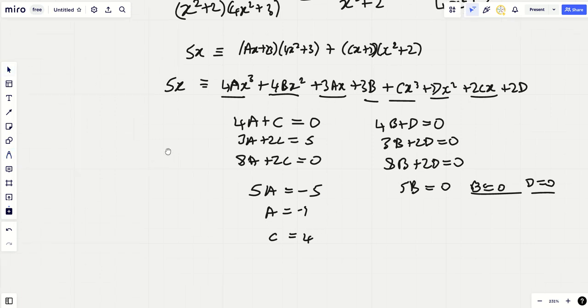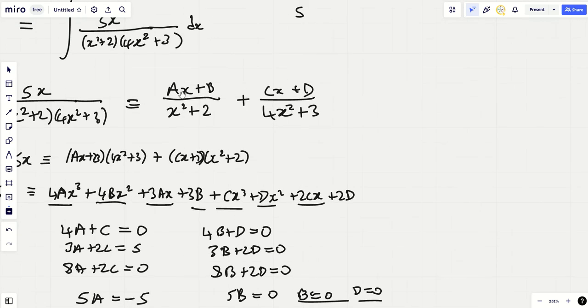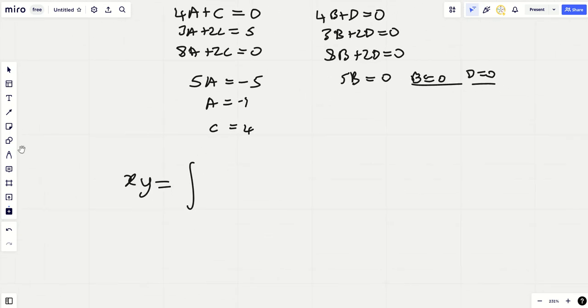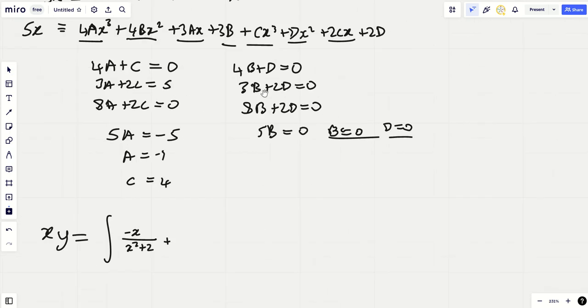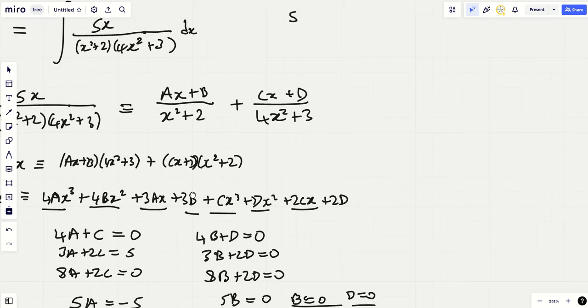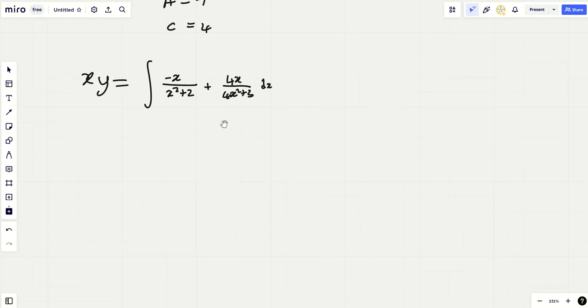Okay, good. What have we discovered? We've discovered after that long, painful process that xy is equal to the integral of, remind myself of the format again, minus x over x squared plus 2, plus, okay, what do we need here? Minus x over x squared plus 2 plus 4x over the other one, 4x squared plus 3, dx. Okay, we can now integrate these with logs.